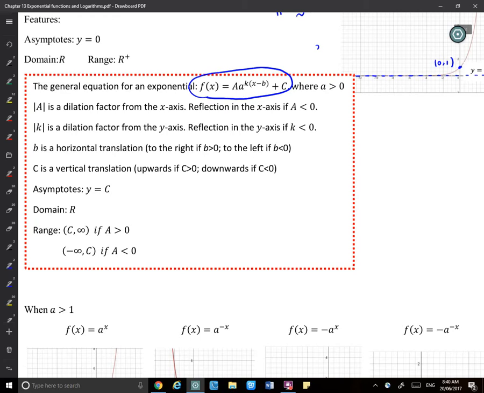And the k value is the stretch from the y-axis. Stretch it that way or compress this way. b is the horizontal translation to the right or to the left. Horizontal movement. And C is the vertical movement. When you sketch the graph, the b value doesn't really make a big difference.